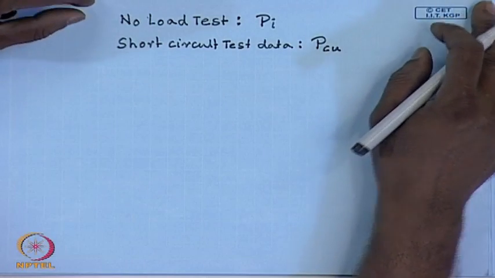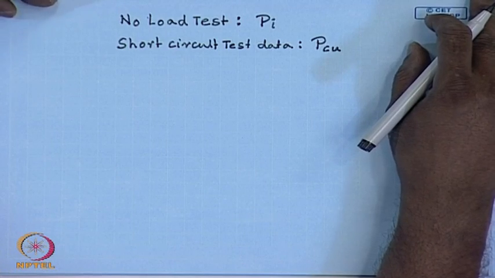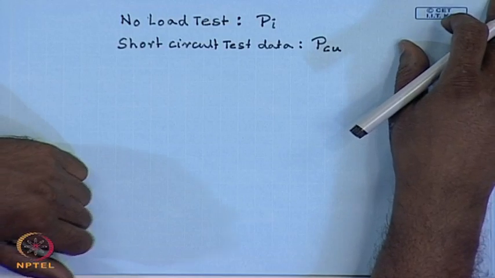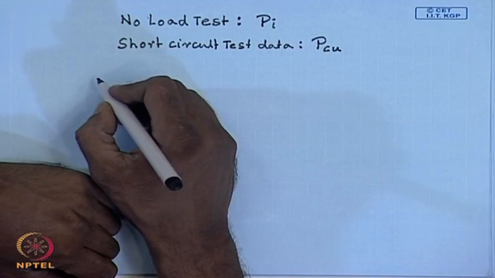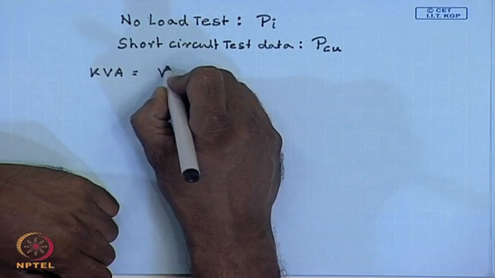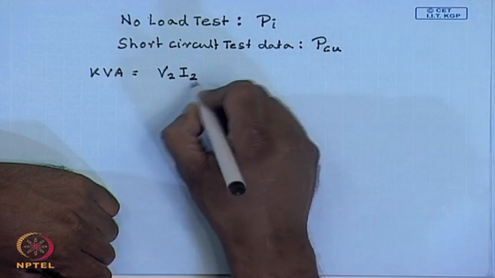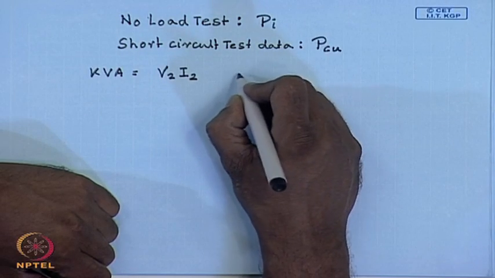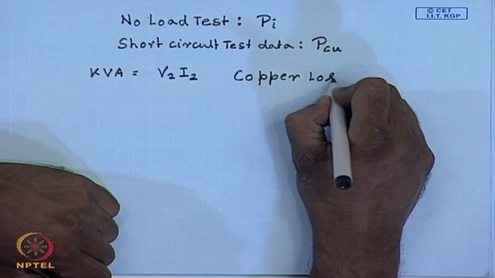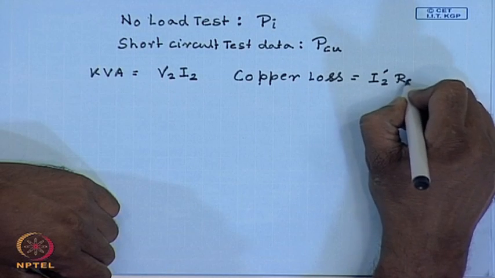Then from these data we can find out the load at which the transformer efficiency will be maximum. The kVA load on a transformer is equal to V2 I2 at any load current I2. The corresponding copper loss is equal to I2 square Req dash.